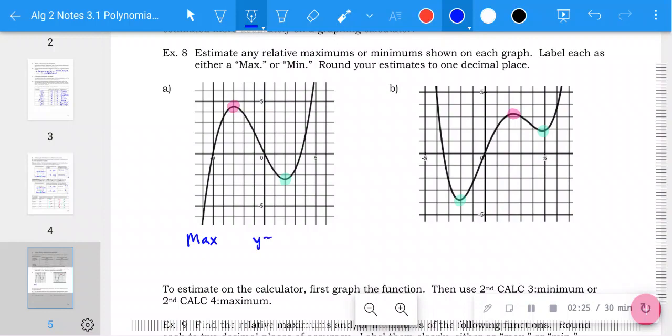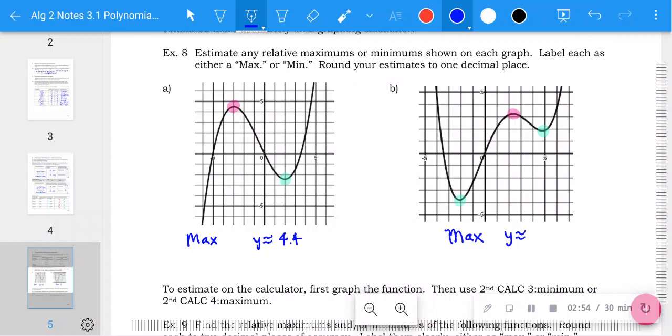Remember that we're looking for y values, and the best we can do is approximate. So maximum, let me spell that correctly, is the y value is approximately. Okay, so looking at the height of this point here, you can see that it's between 4 and 5, so you do your best to get within maybe 1/10 of the accurate answer. I'm just going to say 4.4 on that one.